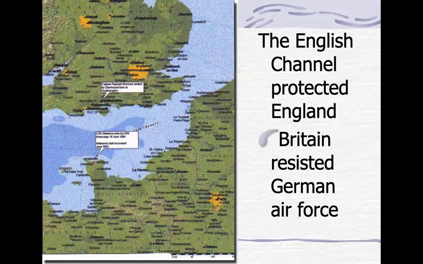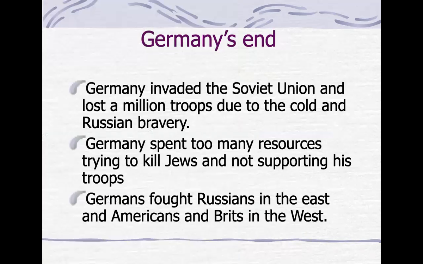So the English Channel protected England, and Britain resisted the German Air Force. Britain had all these measures in place that intercepted the German radio chatter, so they sort of knew when the bombings were going to take place. And they also had a pretty good radar system, detecting when the Germans were going to be coming to do bombings.